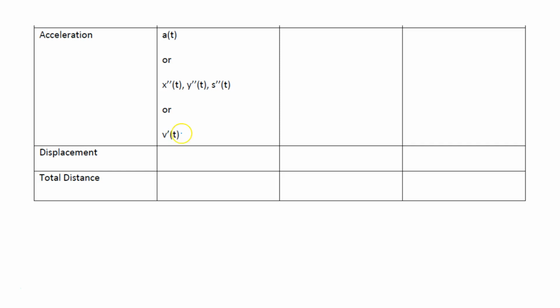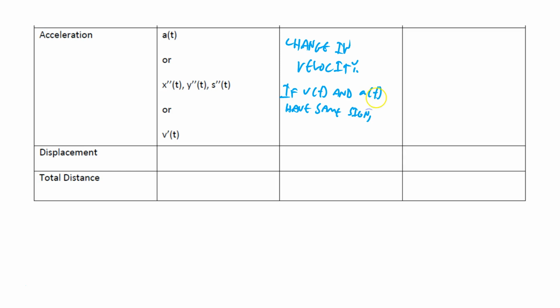Okay, so derivative of velocity, which means we can just take the second derivative of the position function. So second derivative of the position function or the first derivative of velocity. So this is the change in velocity. Now, this is an important thing. If v of t and a of t have the same sign, then the particle is speeding up.